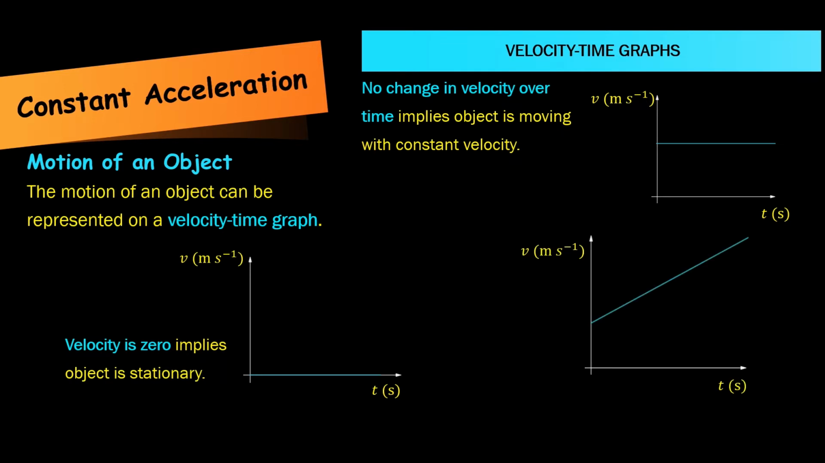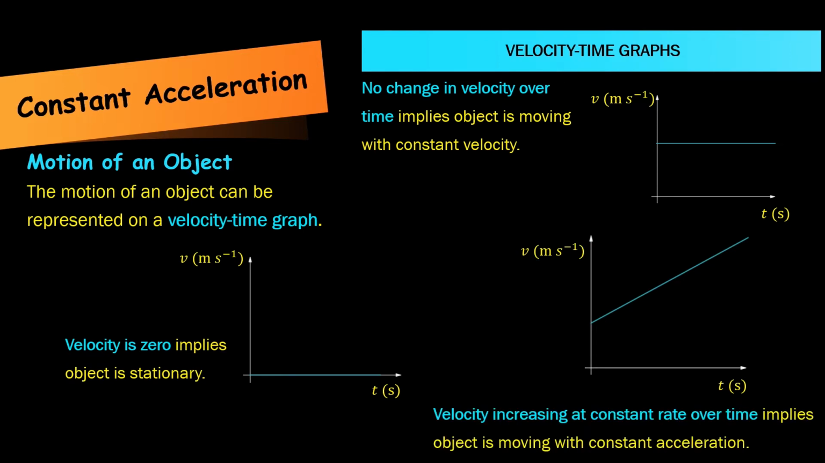And finally, for this graph, again, we have time in seconds on the x-axis, the velocity in meters per second on the y-axis, and we have velocity increasing at a constant rate over time, which implies that the object is moving with constant acceleration.